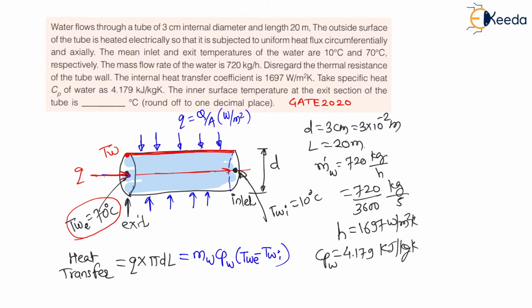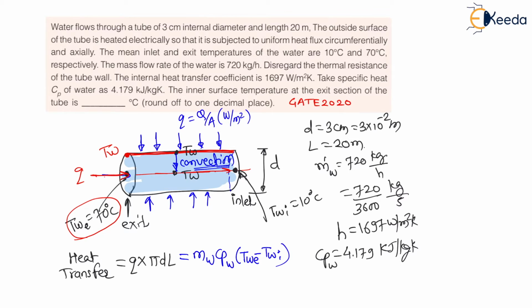But my dear students, this wall is at temperature T wall, and the inside surface is at the temperature of water, right? Can I say this wall temperature is T wall and the inside surface is at the temperature of water? So between T wall and the temperature of water, there will be a convection. 100% there will be a convection, right?